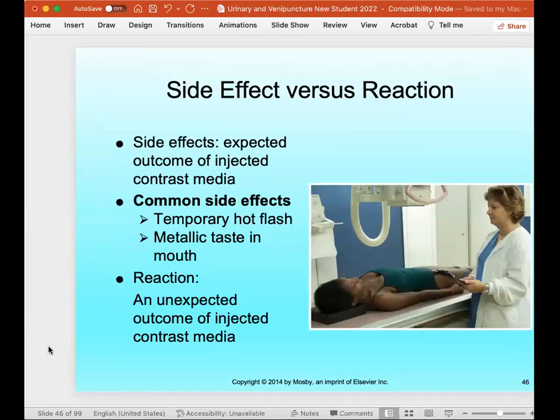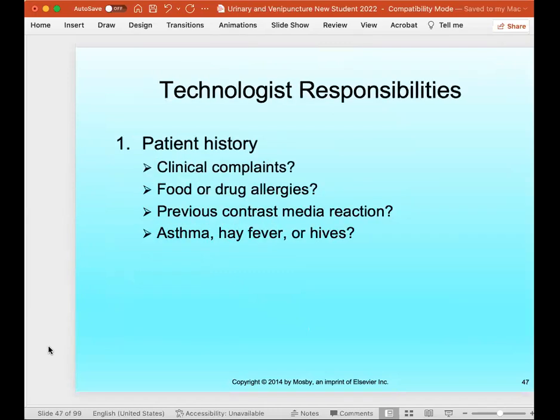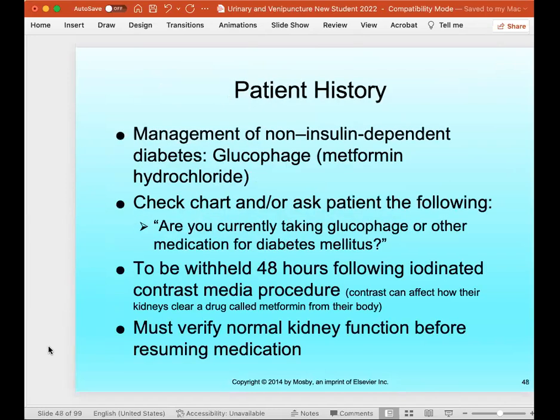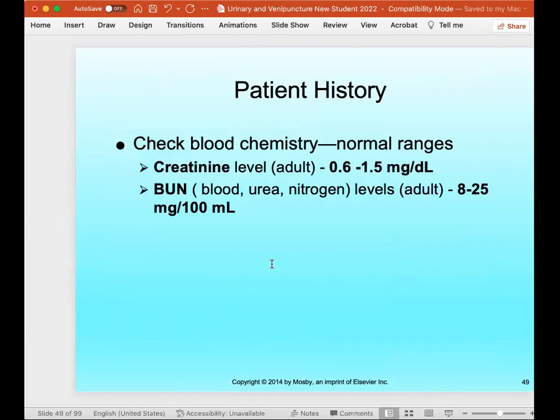Side effects, okay? Common side effects are going to be a temporary hot flash and a metallic taste in their mouth. That is a normal side effect, okay? It is very important that we ask for allergies, right? Anytime we're giving any type of contrast media, you want to ask for allergies. So this here is important with patient history. You want to make sure we're going to check the creatinine levels and BUN. So we don't start the exam until we get these labs back.